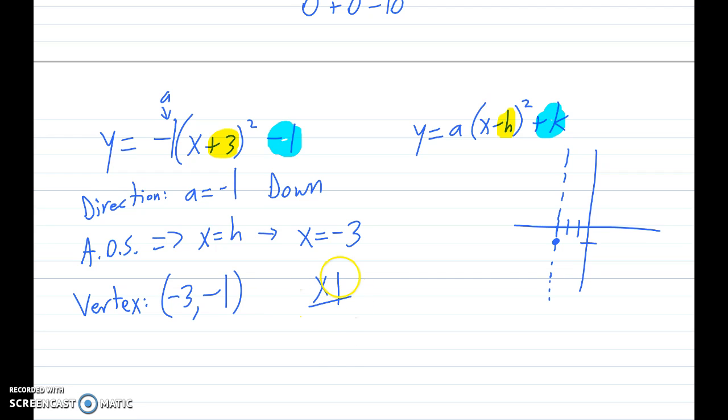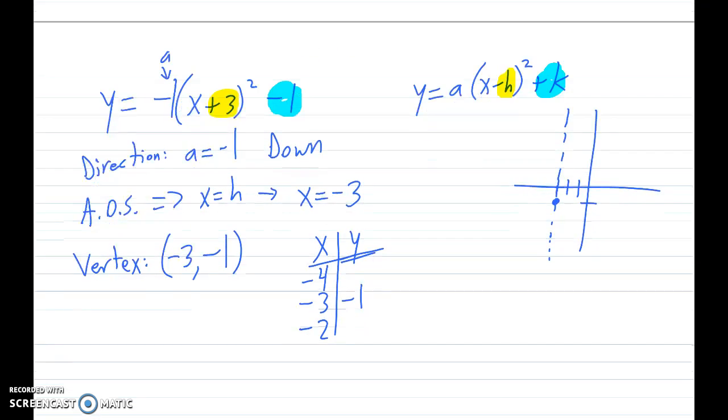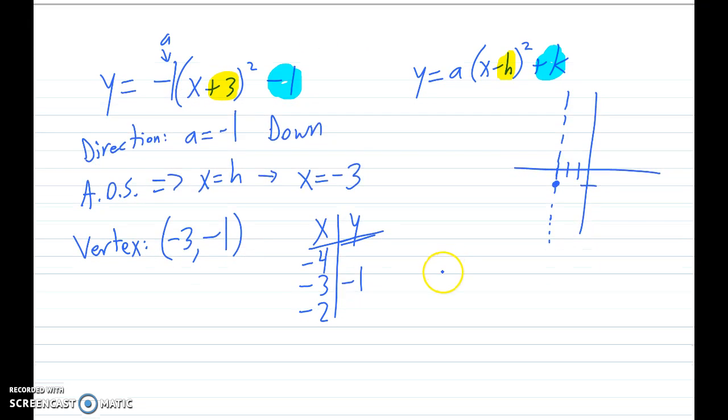And now I just need to make a table. Vertex form is really nice for getting the vertex, by the way. Hence the name Vertex Form. I need one number below negative 3, that's negative 4, and one number above, negative 2. I don't care which one you pick here. I don't think there's an easier choice of the two. So I'll plug in negative 4, why not?